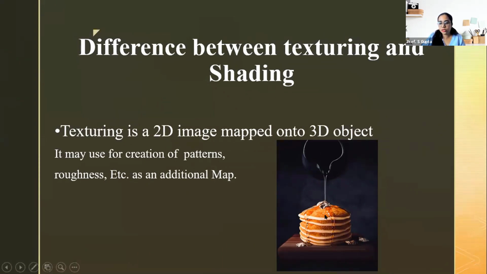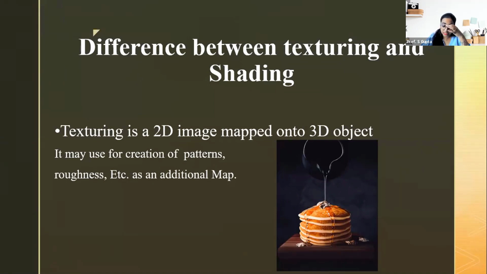Why texturing? Because the things you are watching here are the maps. So we have to get these maps from outside your software. You can take it from Photoshop by making it yourself, you can take it from the internet. You can even click a pic of that certain texture, import it in and use it as your own texture, right? So texturing is nothing but a 2D image mapped on your 3D object, right?